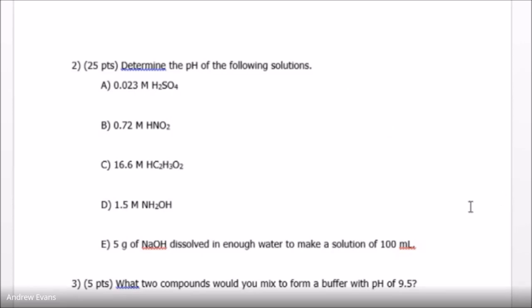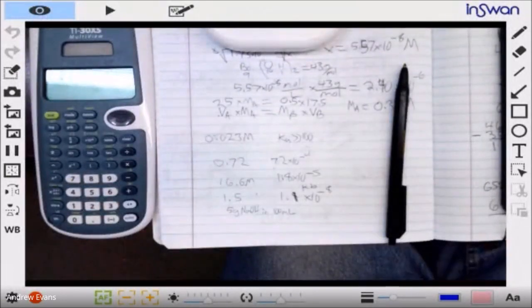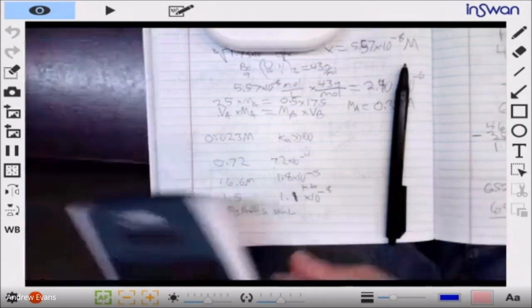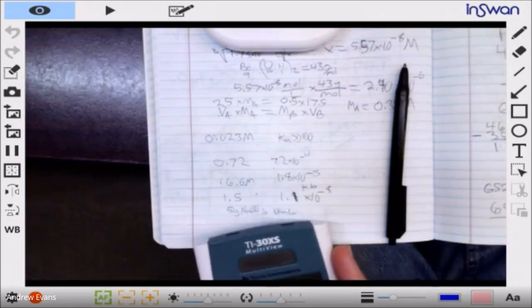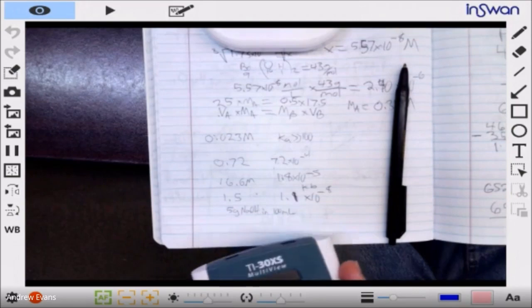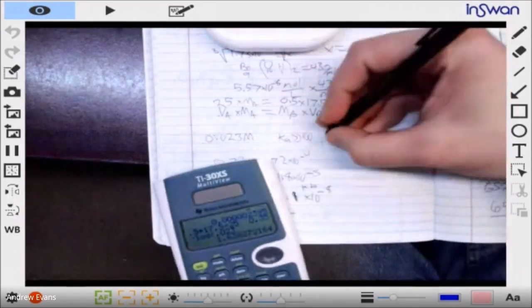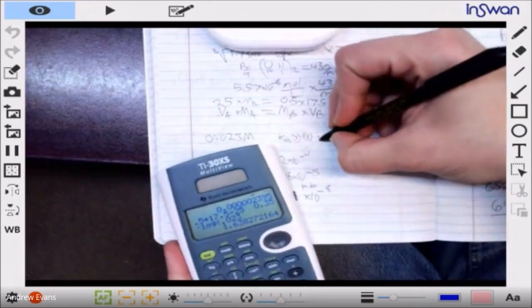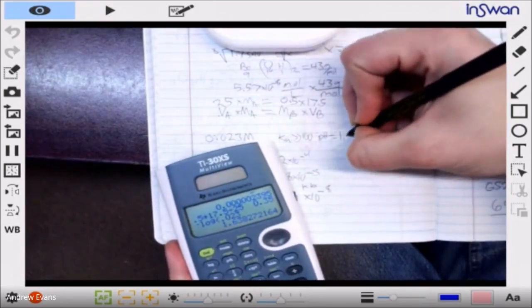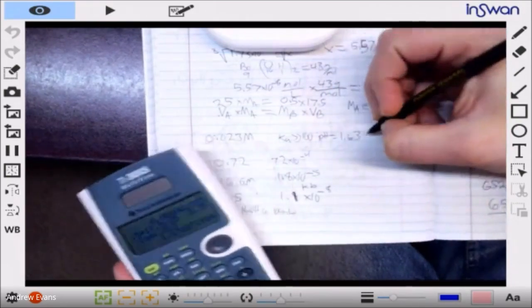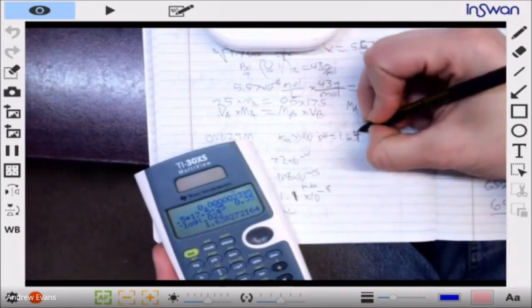Okay, looking at those, the first one is strong, the last one is strong, the middle three are weak. So how do we go with the strong? The strong is straightforward as can be. For strong, all we have to do is take the negative log of our value. So the negative log of 0.023 is just going to be a pH of 1.63. So we'll say 1.64.